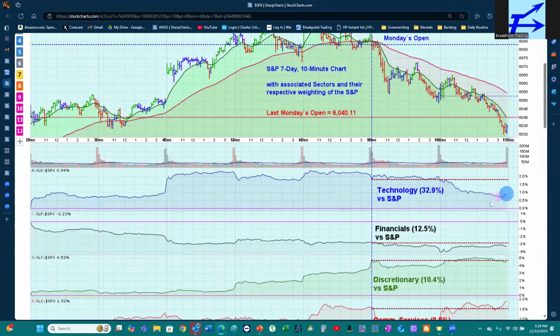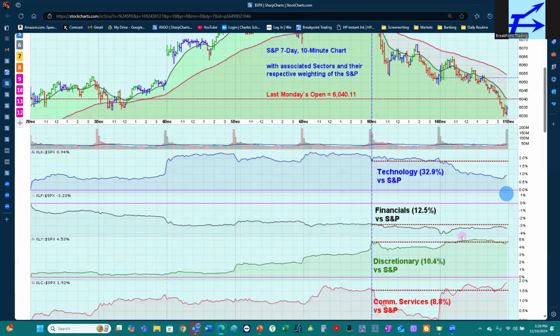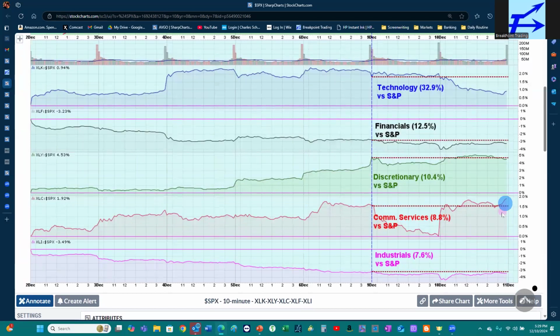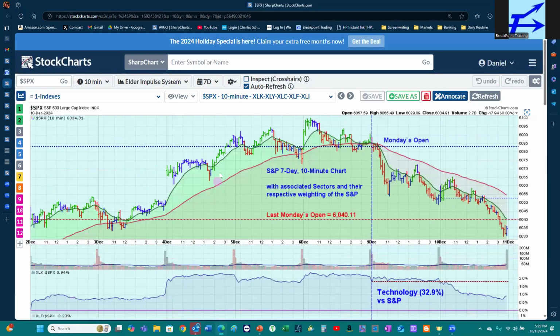Technology is lower. Financials are flat. Discretionary is flat. Communication services, interestingly, is up. But that's where Google is, and Google actually had a great day today. Google's the only one left in our daily scan, by the way. Industrials are pretty flat for the day.